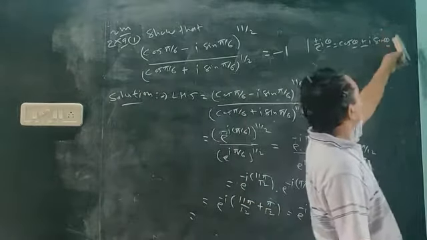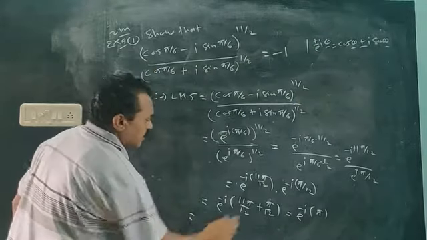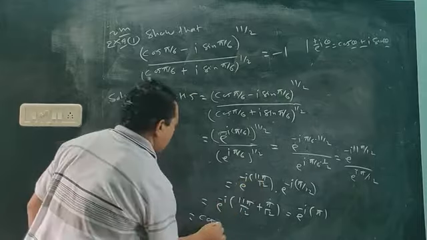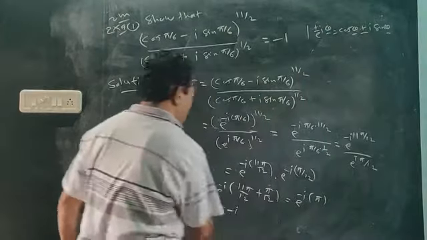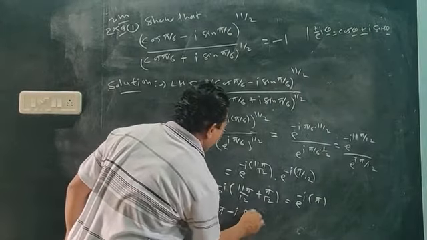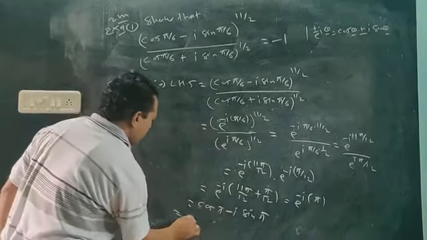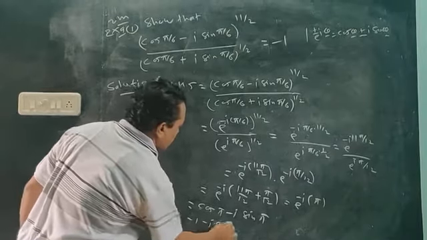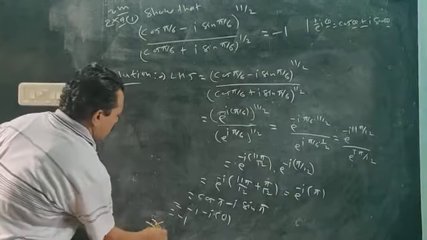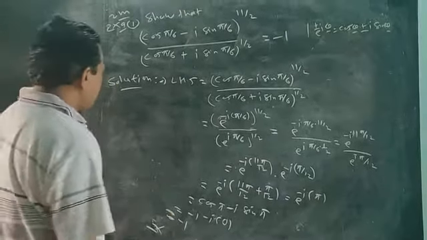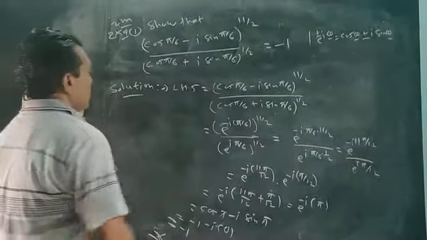Now convert again to sin cos. After simplifying the e powers, we convert again to sin cos: cos pi minus I sin pi. Cos pi, you know from trigonometry, is minus 1, and sin pi is 0. So the value will be minus 1. It is completely equal to minus 1. So hence proved. A simple problem.